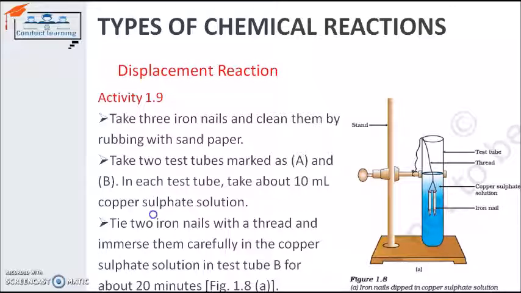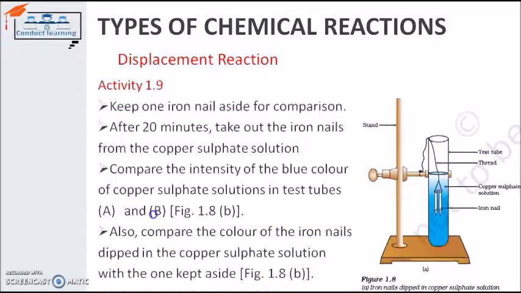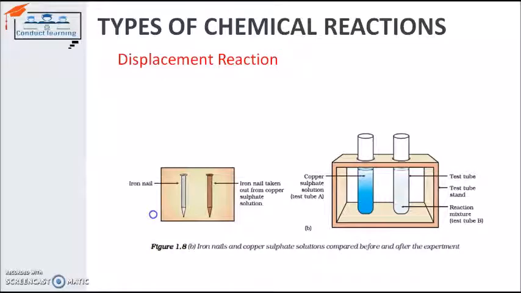So what will we observe? We will observe that the iron nail becomes brownish after a chemical reaction, and this is the nail which is immersed in the copper sulfate solution in test tube B. On the other side, the iron nail which was not immersed in the copper sulfate solution is as it is. Its color is as it is.